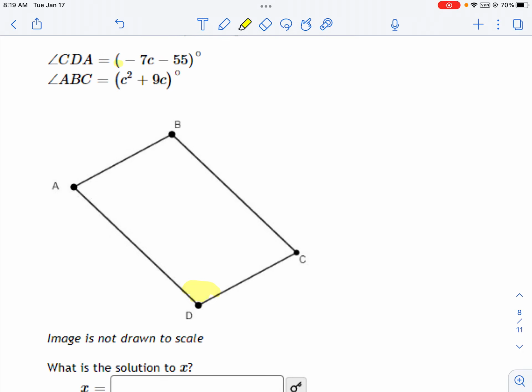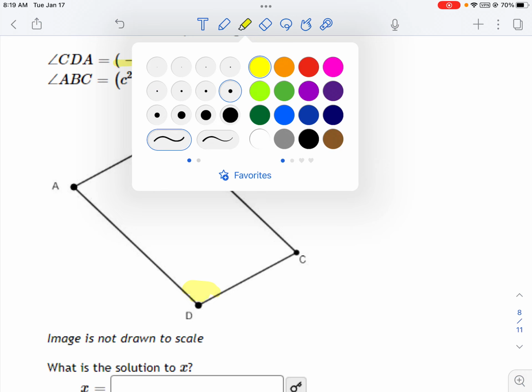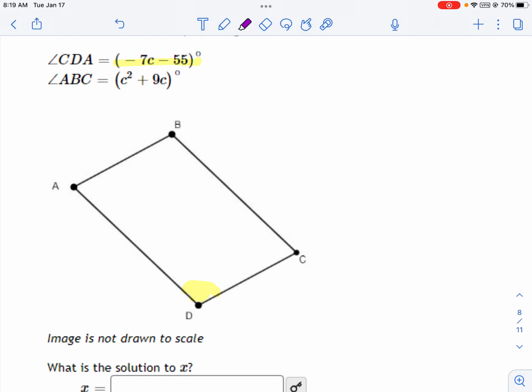So then we're told that it is negative 7c minus 55. We're also told that we have angle ABC, which is the angle right here, and we're told that that one is c squared plus 9c.